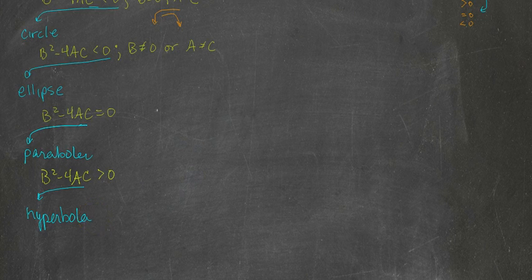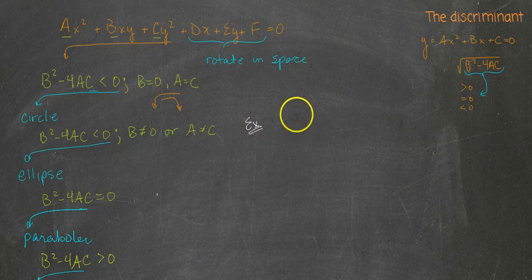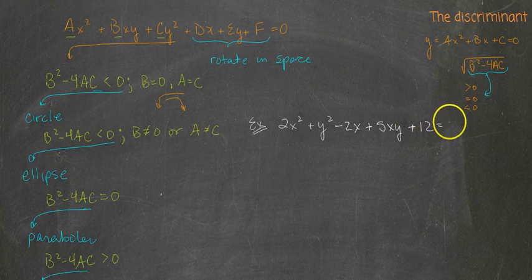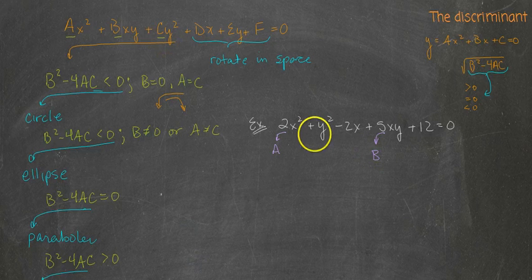Okay, let's do a couple of examples. So let's look at 2x squared plus y squared minus 2x plus 5xy plus 12 equals 0. All right, so first I have to identify my a, b, and c. Well, a is related with x squared, b goes with the xy term, and c goes with the y squared term.